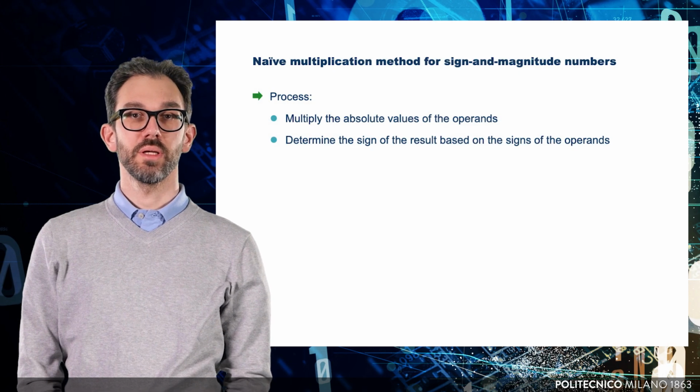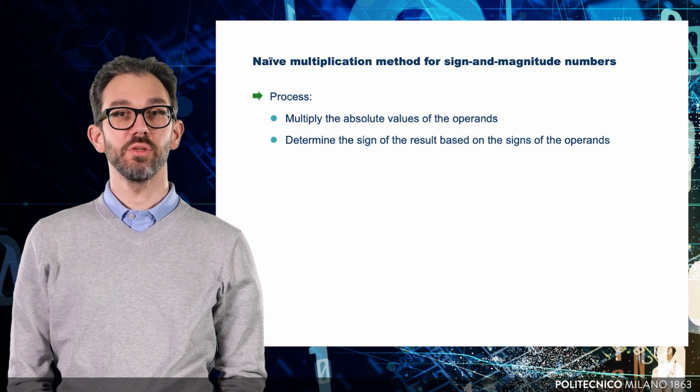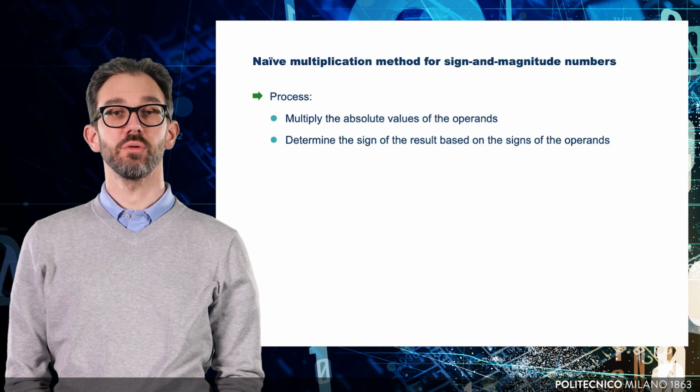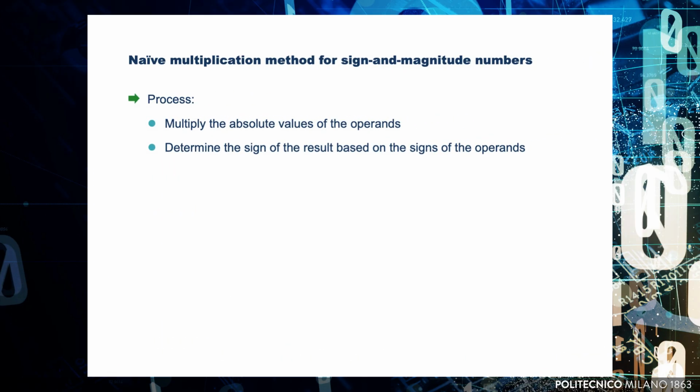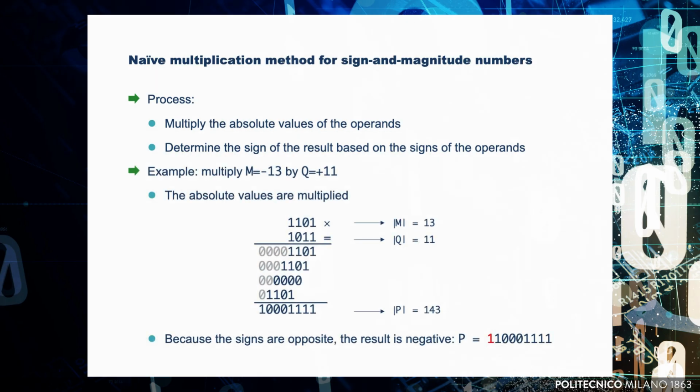The naive approach for multiplying two integers in sign and magnitude representation mimics the algorithm we generally use for decimal numbers. We multiply the absolute values of the two operands, and then we determine the sign of the result based on the operand's signs. Here we show an example using -13 and +11. As you can see, we first multiply the binary representations of the absolute values 13 and 11, thus obtaining 143, and then we assign the minus sign, since the two numbers have opposite signs.